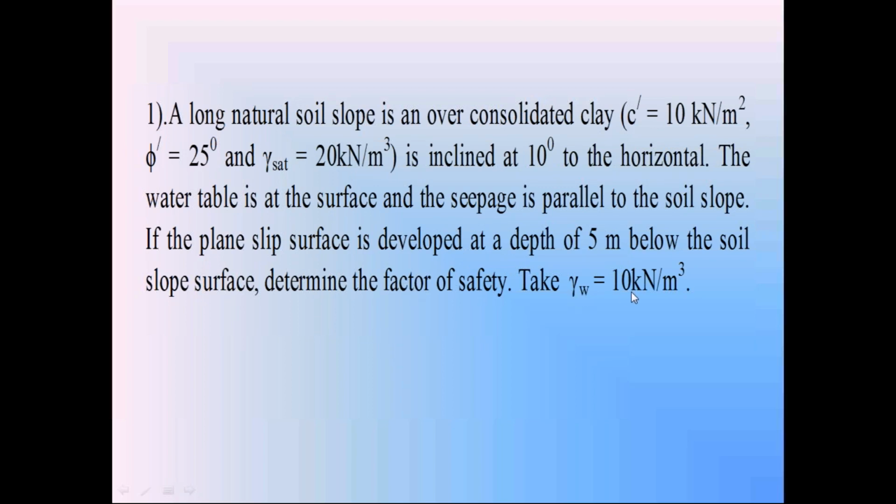Take the unit weight of water as 10 kilonewton per meter cube. So they are given gamma saturation and gamma W. By knowing gamma saturation and gamma W, we can calculate the gamma submerged. We know that in the seepage flow condition, we must consider gamma dash, the submerged unit weight of soil. Gamma dash is equal to gamma saturation minus gamma W, 20 minus 10, that is equal to 10 kilonewton per meter cube.